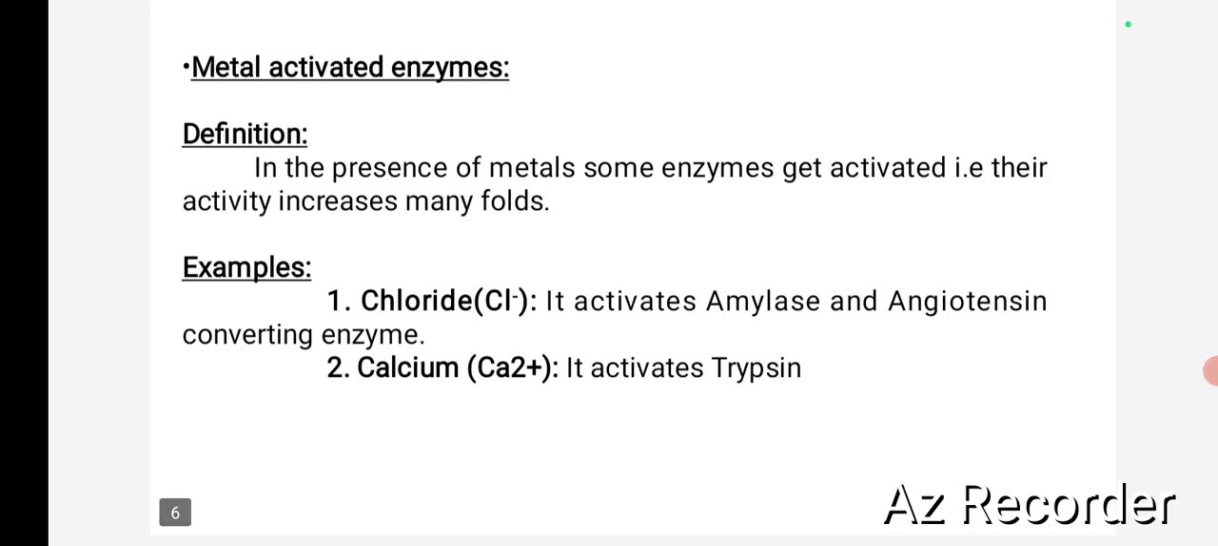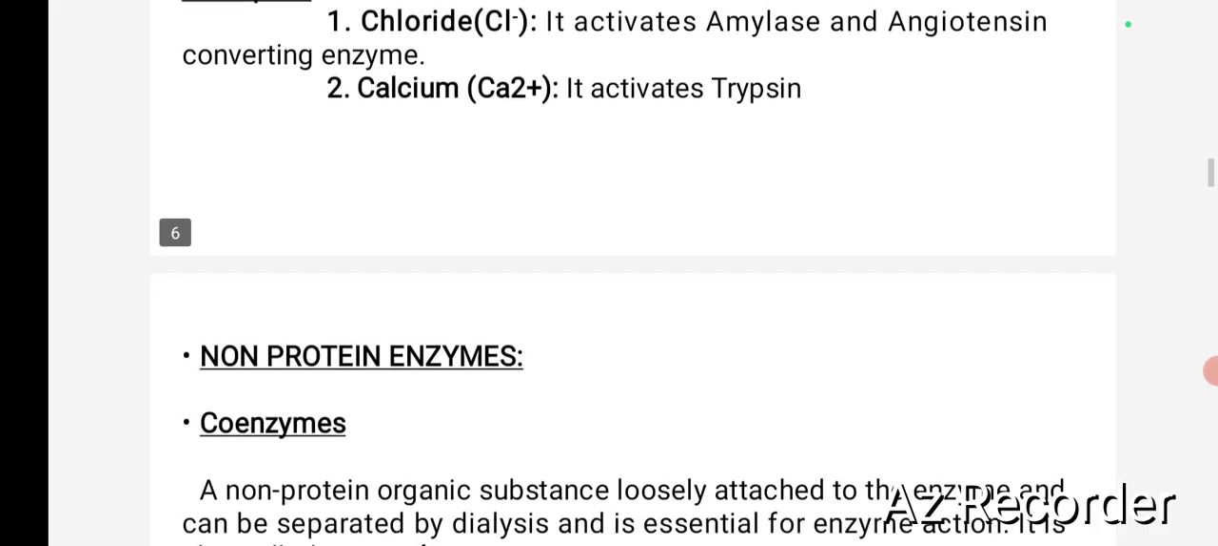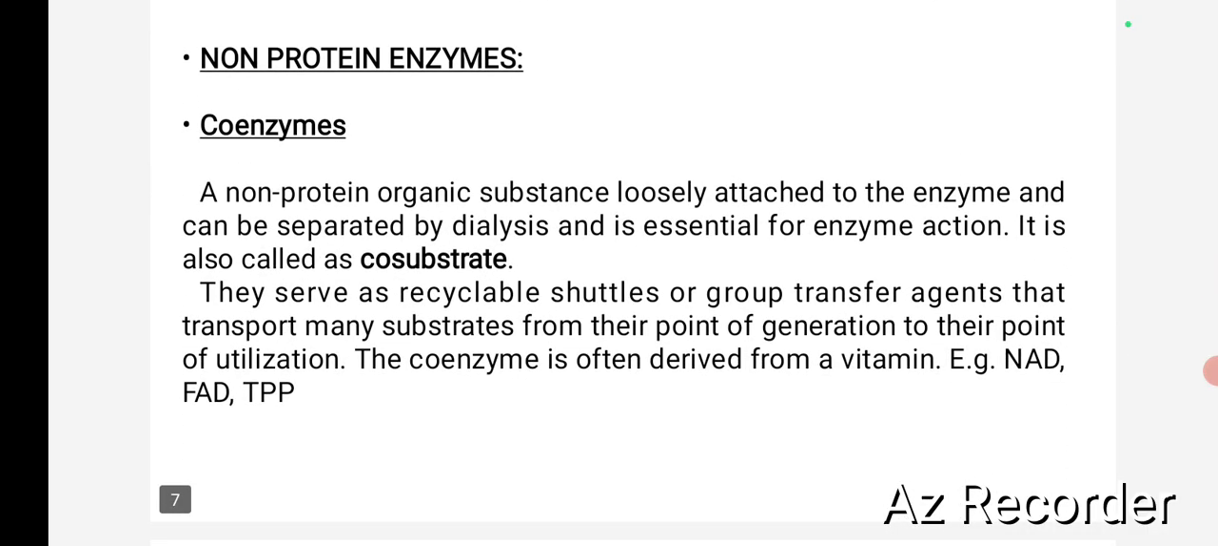Next one is metal-activated enzymes. Definition: in the presence of certain metals, some enzymes get activated, that is, their activity increases many fold. Example: chloride activates amylase and angiotensin converting enzyme. Second is calcium, Ca2+, which activates trypsin. Next one, non-protein enzymes. Example, coenzyme.